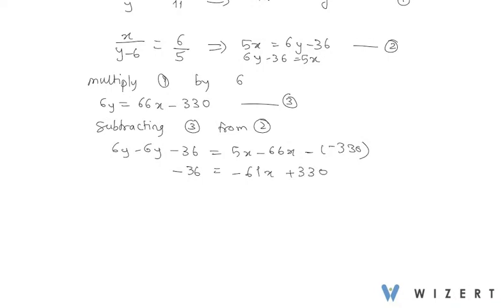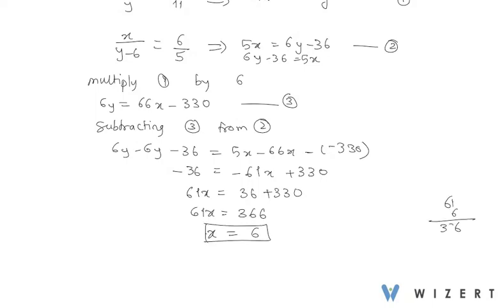So that gives us 61x will go over here and 36 will come over here. It will be 61x. Both the negative signs will get cancelled. So 36 plus 330. Because we have changed the side. So both the negative signs become positive after changing the sides. So we get 61x equal to 366, which gives us x as 6. Because 61 into 6 is 366.